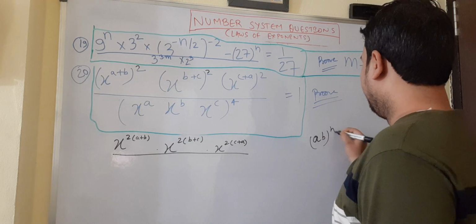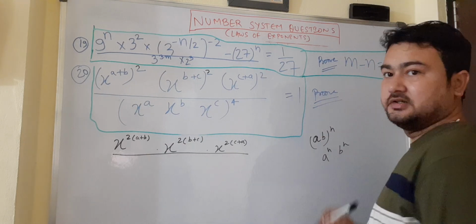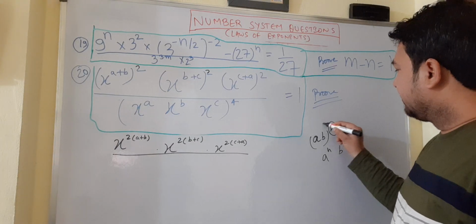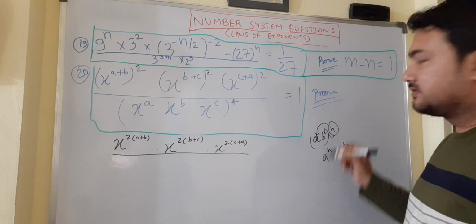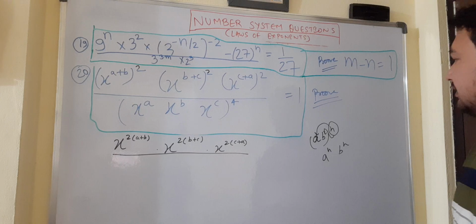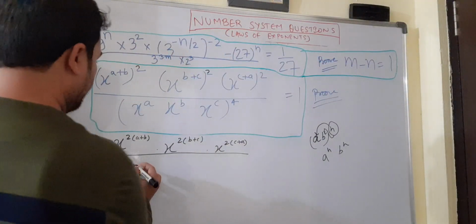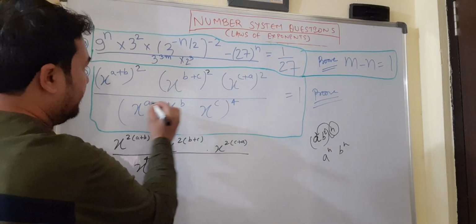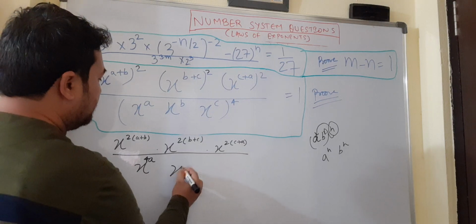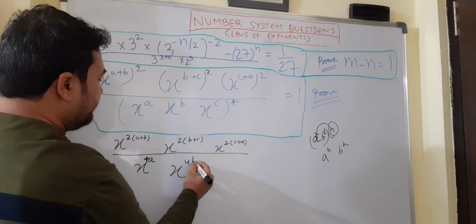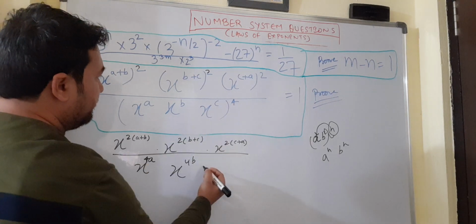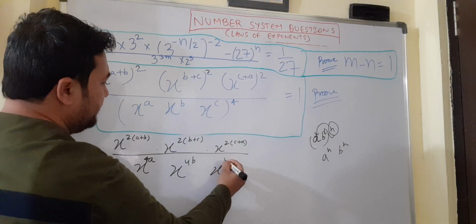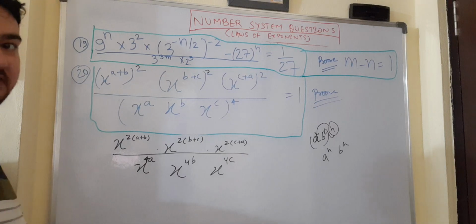if you have (ab)^n, it becomes a^n and b^n, isn't it? So this power gets along with this one and this one also. So here we can write x^a and 4 will come along with it. A multiplied by 4, 4a. x to the power 4 multiplied by b, 4b. And x^c with a power of 4, it will be x^(4c). So we can write this.